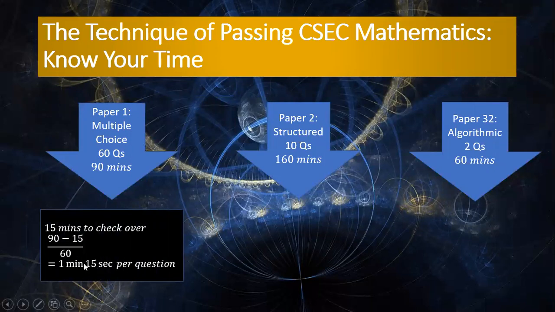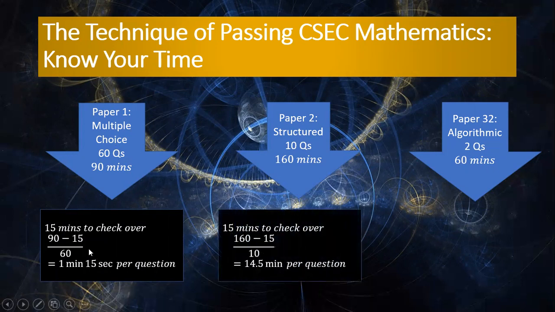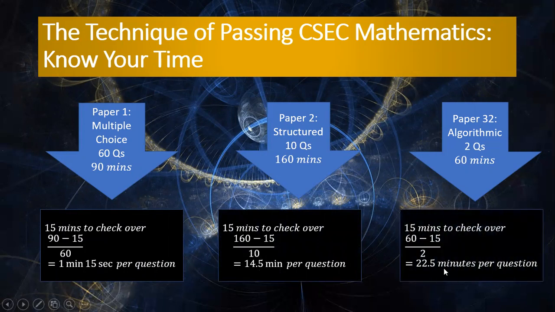So do not spend more than 1 minute per question in Paper 1. Do not spend more than 1 minute, right? In Paper 2, do not spend more than 40 minutes. And in Paper 3, do not spend more than 22 minutes per question.